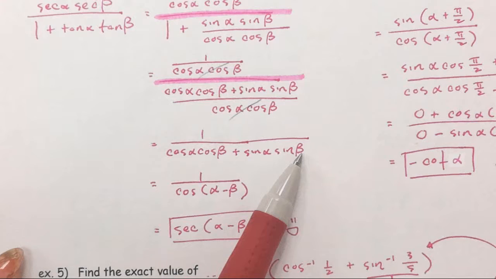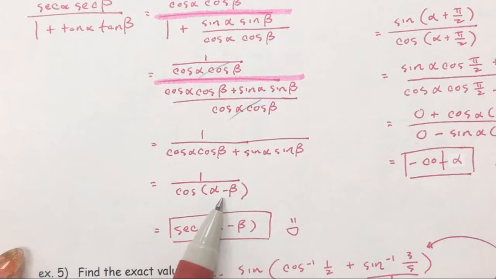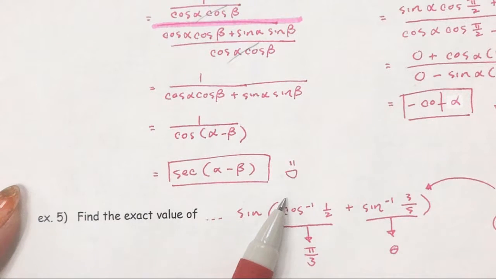Well, this is the cosine minus formula, the difference formula. And then what is 1 over cosine? Oh, it's secant. That's where we want it to end up. So there you go, with the happy face. So more proofs, practicing the proofs.